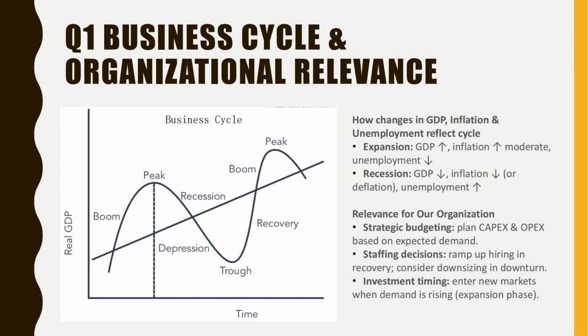The unemployment rate is the percentage of the labor force seeking work but unable to find it. High unemployment signals lack of jobs and reduced spending. Together, these metrics reveal if the economy is expanding, peaking, contracting, or in a trough.